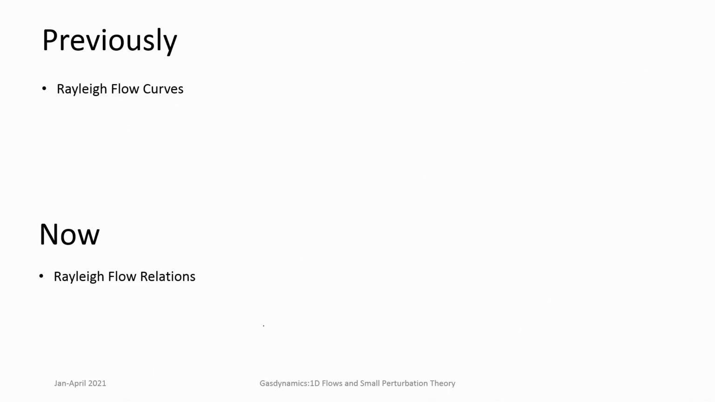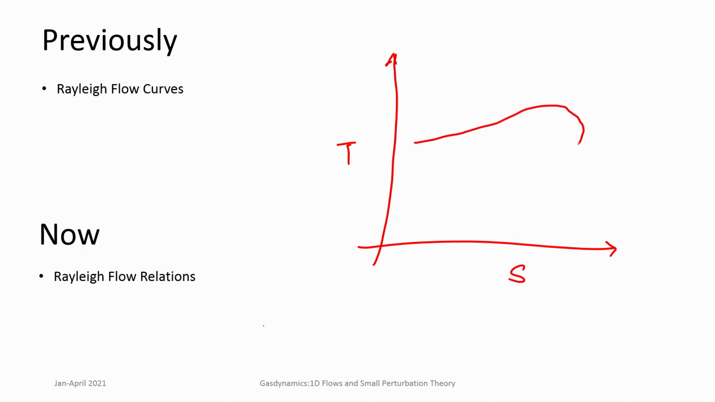So, we are looking at 1D flows with heat addition, which is a Rayleigh flow. In the previous class we looked at the Rayleigh line or Rayleigh curves. In a PV diagram it is a straight line, while in a TS diagram it has a curve, and it is very good to know the nature of this curve. It has two branches and two critical points.